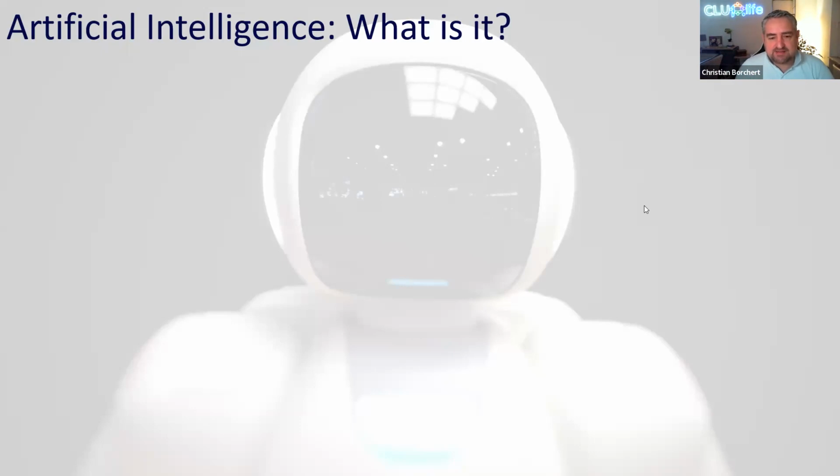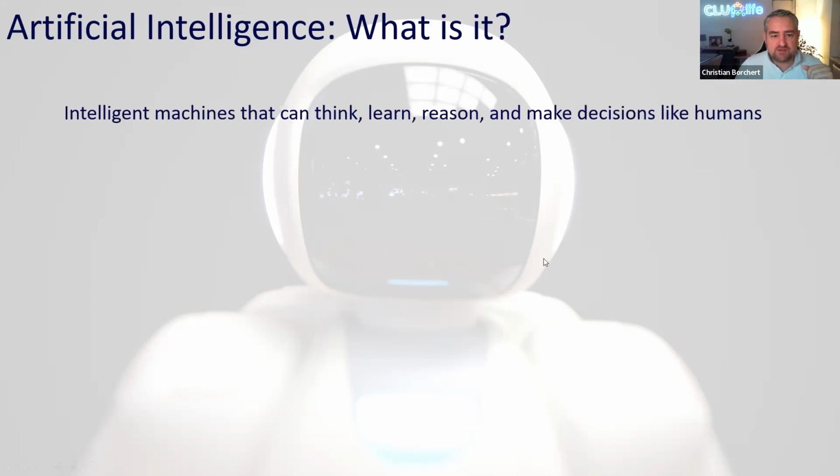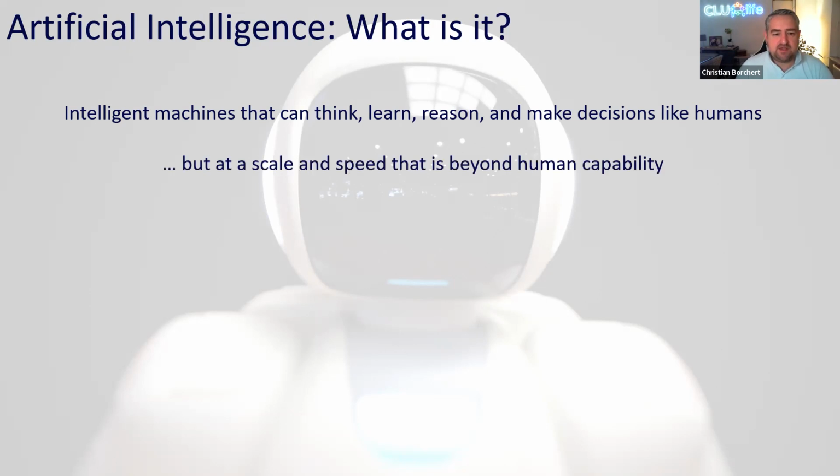I started really high level because I don't know who the participants for this call are and what they understand about artificial intelligence. So really the basic question: what is artificial intelligence? It's intelligent machines that can think, learn, reason, and make decisions like humans, but they can do this at a scale and at a speed beyond our capacities.